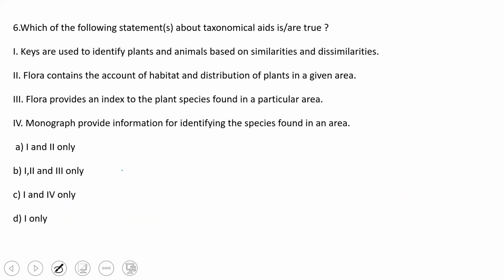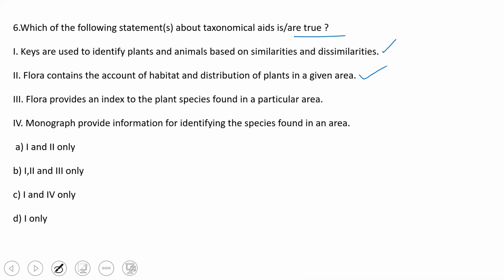Next question. Which of the following statements about taxonomical aid are true? First one, keys are used to identify plants and animals based on similarities and dissimilarities. So we need to see which is true regarding the taxonomical aids. Keys are used for identifying plants and animals based on similarities and dissimilarities. That is right. Flora contains the account of habitat and distribution of plants in a given area. Yes, that is right. Flora provides an index to plant species found in a particular area.